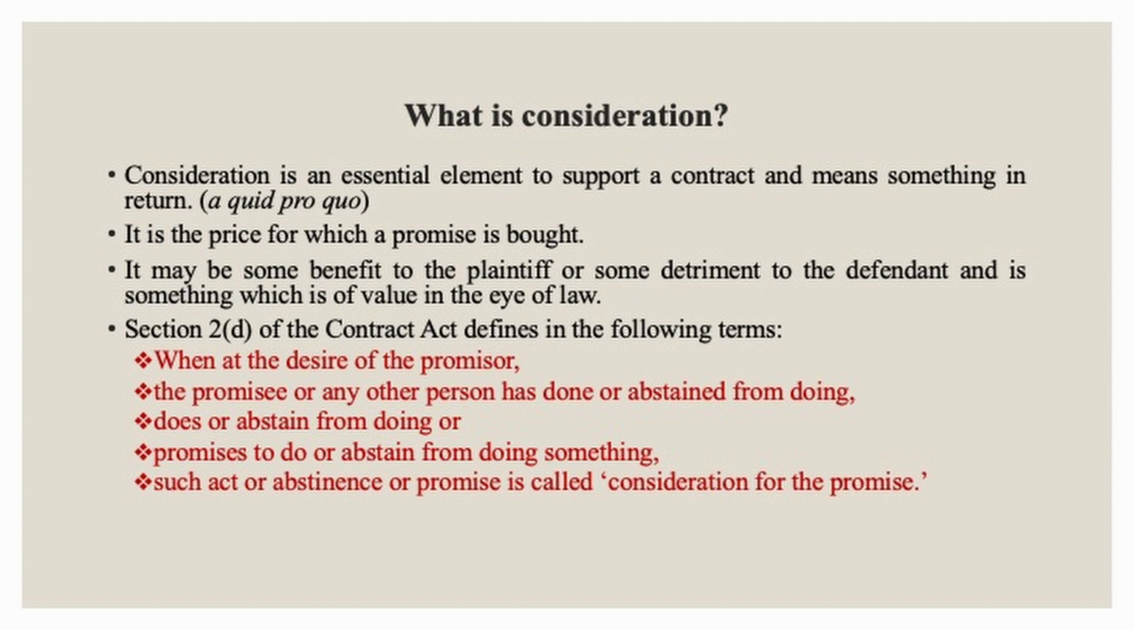According to Section 2(d) of the Contract Act, when the promisee or any other person has done or abstained from doing anything, does or abstains from doing a thing, or promises to do or abstains from doing something at the desire of the promisor, the act or abstinence is the consideration for the promise.